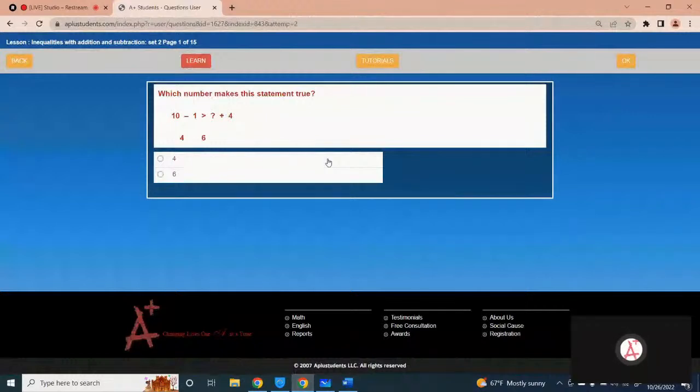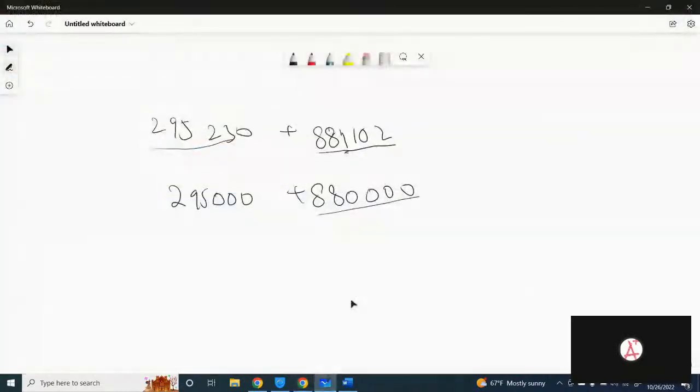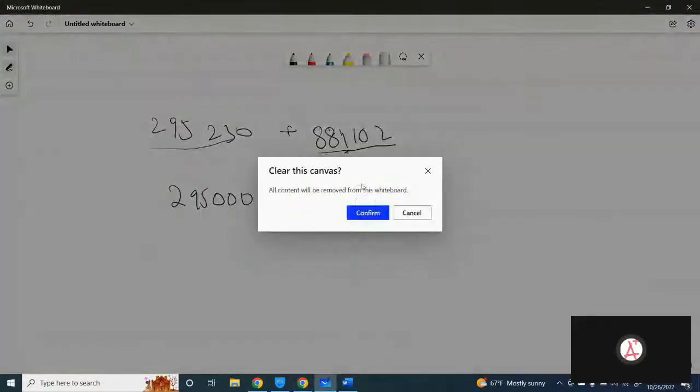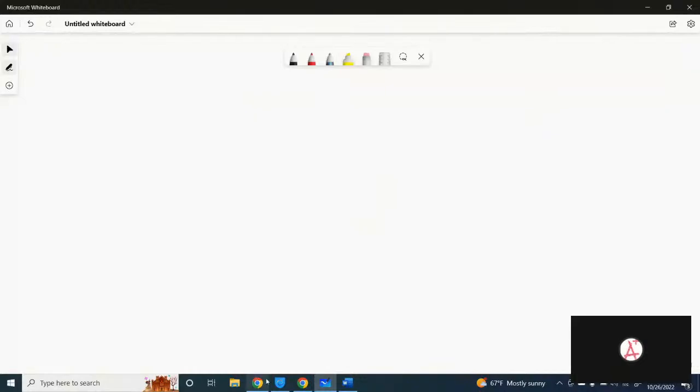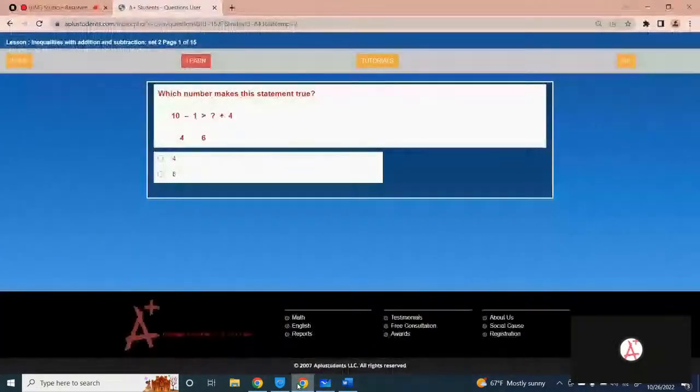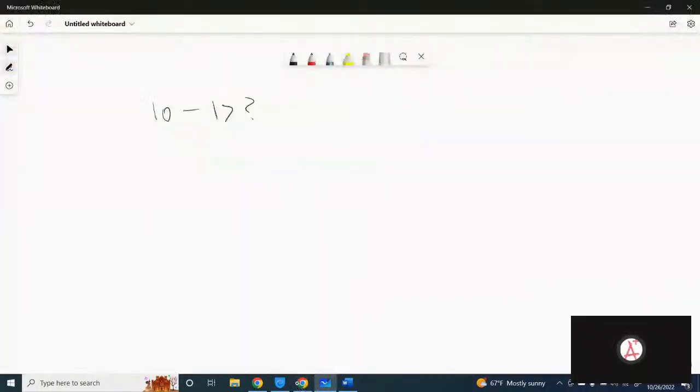Okay, 10 minus 1 is greater than the missing number plus 4. That's exactly the same we did earlier today actually. So it is 10 minus 1 is greater than the missing number plus 4, and the options are 4 and 6.